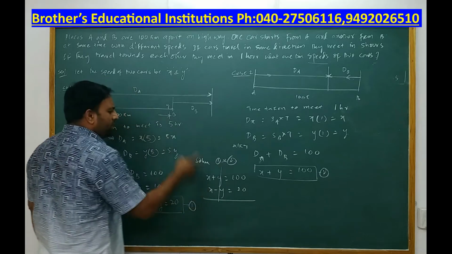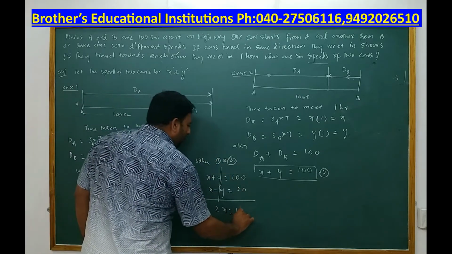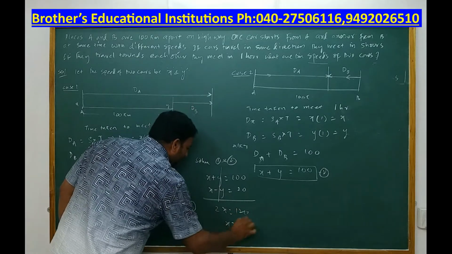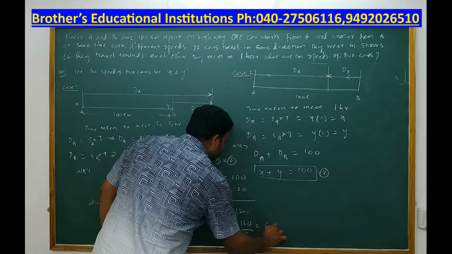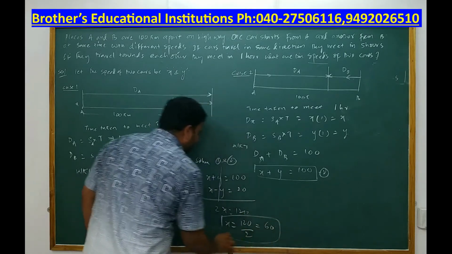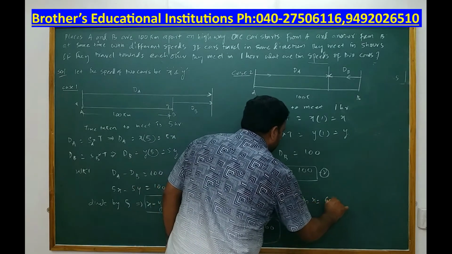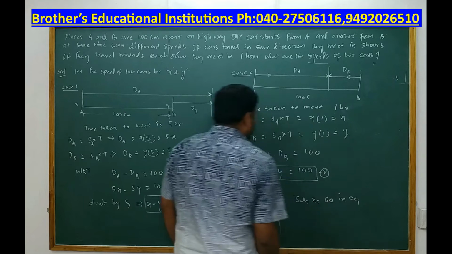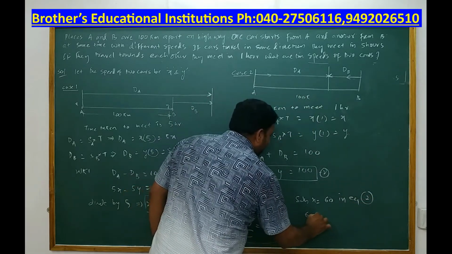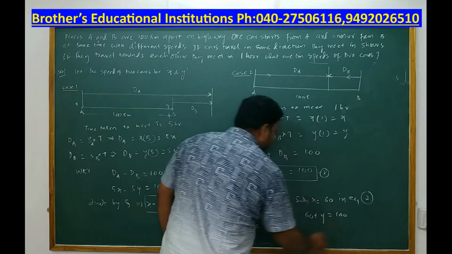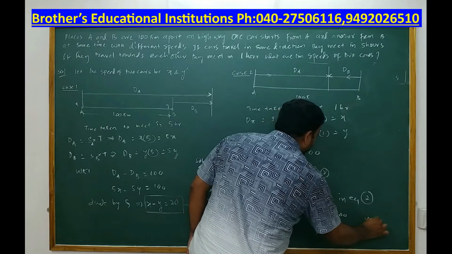Add both the equations. What is x plus x? 2x is equal to what is 100 plus 20? 120. Now therefore x is equal to 120 divided by 2, that comes as 60. So I got x is equal to 60. Now I will substitute x is equal to 60 in any of the equations. I wish to substitute in equation 2. So this is 60 plus y is equal to 100. So what is y equal to? 100 minus 60, therefore y is equal to what?